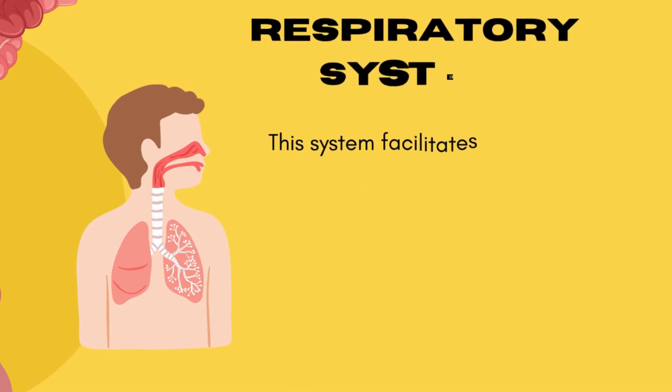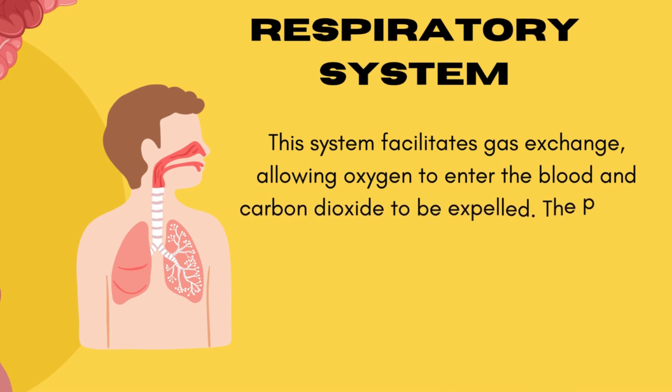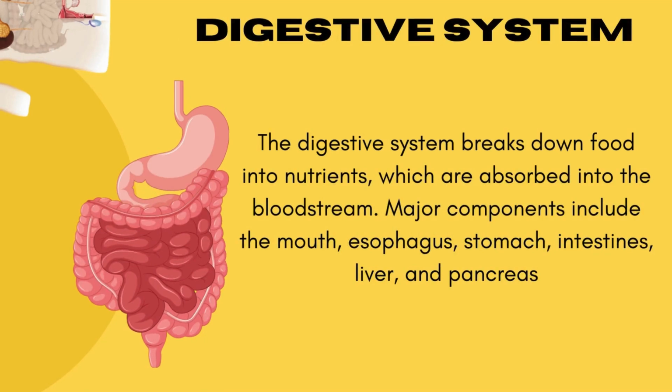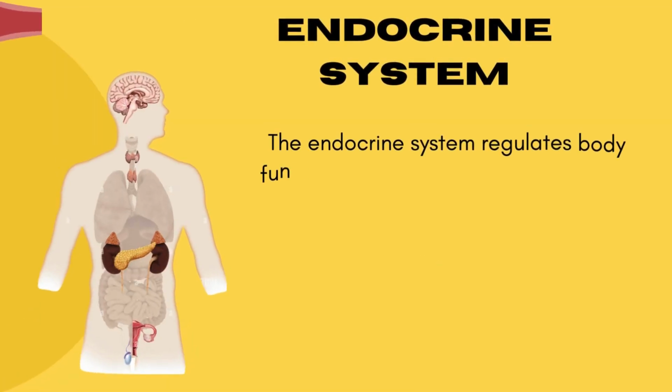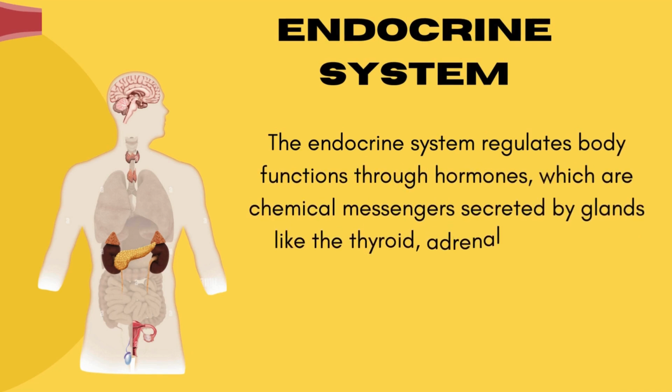Respiratory system. This system facilitates gas exchange, allowing oxygen to enter the blood and carbon dioxide to be expelled. The primary organs include the lungs, trachea, and bronchial tubes. Digestive system. The digestive system breaks down food into nutrients, which are absorbed into the bloodstream. Major components include the mouth, esophagus, stomach, intestines, liver, and pancreas. Endocrine system. The endocrine system regulates body functions through hormones, which are chemical messengers secreted by glands like the thyroid, adrenal glands, and pancreas.